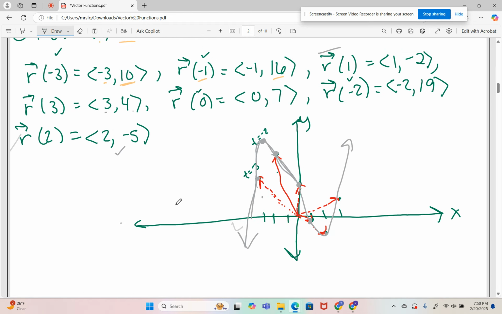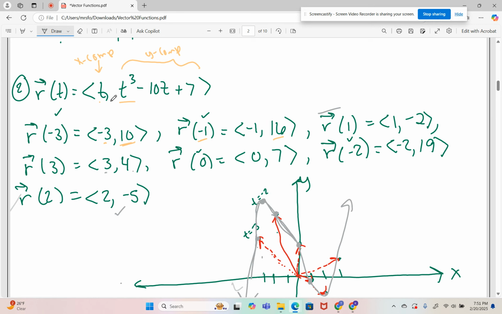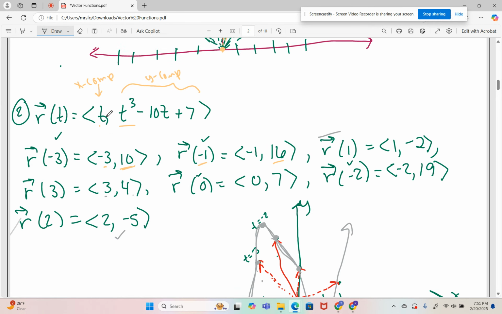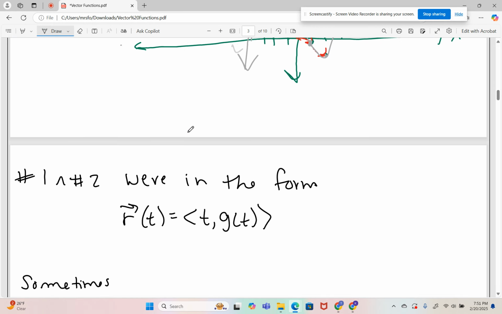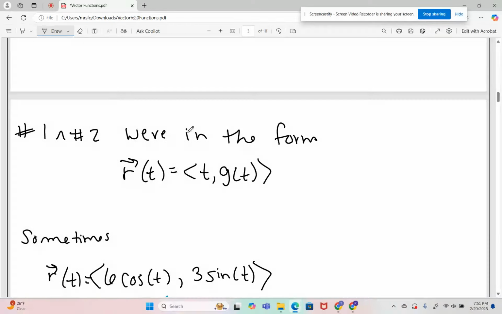So number 1 and 2, these first two were in the form where we had the x component was just t. Okay, but sometimes neither component's going to be a t. You'll have something going on. So the first one was in the form of t and then a function of t. Sometimes, though, we just have two different functions of t. And so what that means is you'll just substitute into both of those.